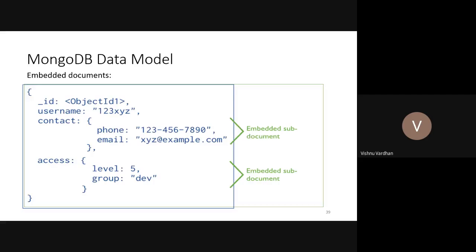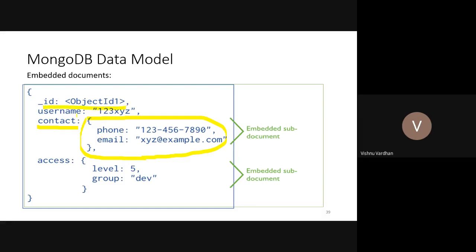So, MongoDB data model: embedded documents. Embedded means a particular field may contain inner objects. So this is our one inner object, and this inner object may contain one or more nested internal objects also. In that way we can have embedded sub-documents available in MongoDB.